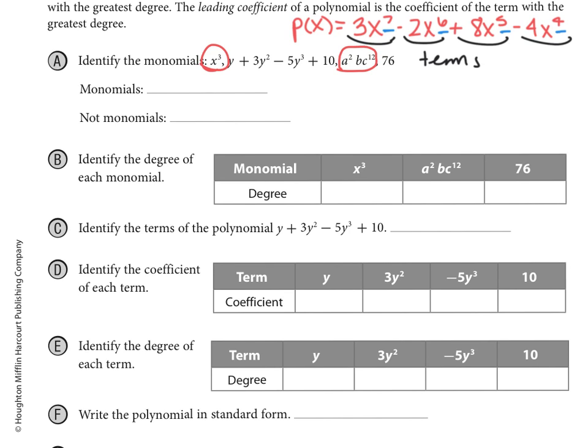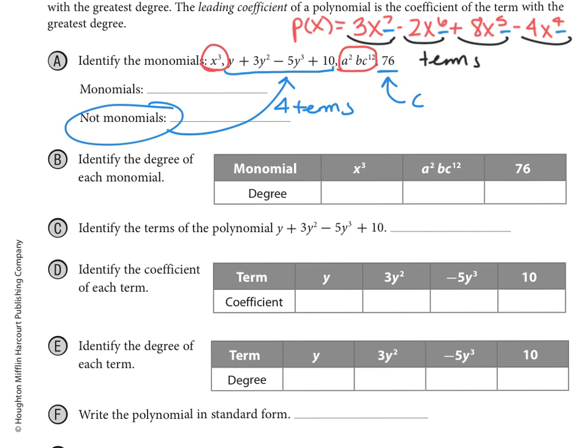The other ones that they've given me here that are not monomials, this whole thing, that's not a monomial. That right there has 4 terms in it. 76 is also not a monomial. 76 is a constant. A constant is just any number that's hanging out by itself. They're going to say that a constant is a monomial.